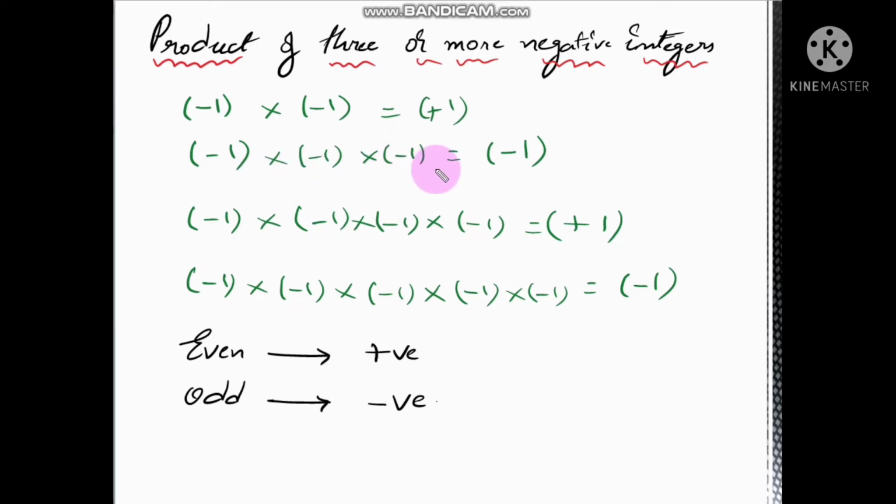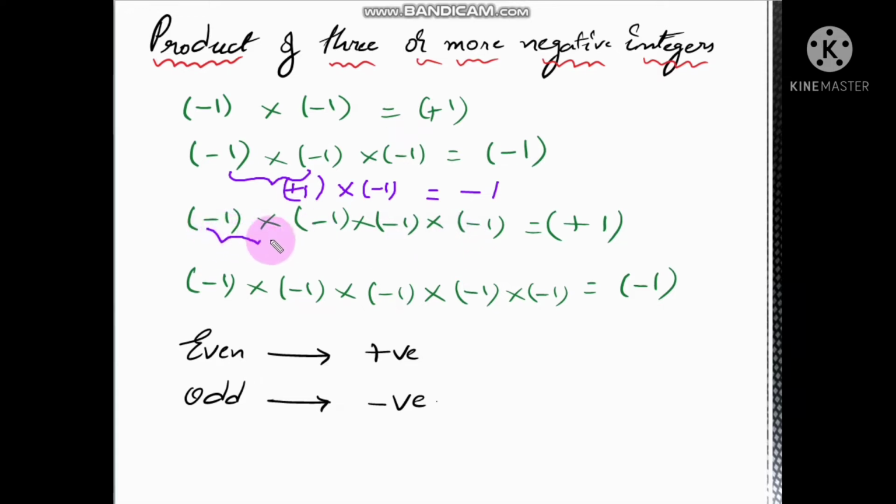So now we are multiplying for 3 times. So minus 1 into minus 1 into minus 1. So minus 1 into minus 1, here we are getting plus 1. So again this plus 1 multiplied by minus 1, we are getting minus 1, because positive into negative is negative. 1 into 1 is 1. So plus into minus is minus. So answer is minus 1. And next, minus 1 into minus 1 into minus 1 into minus 1.